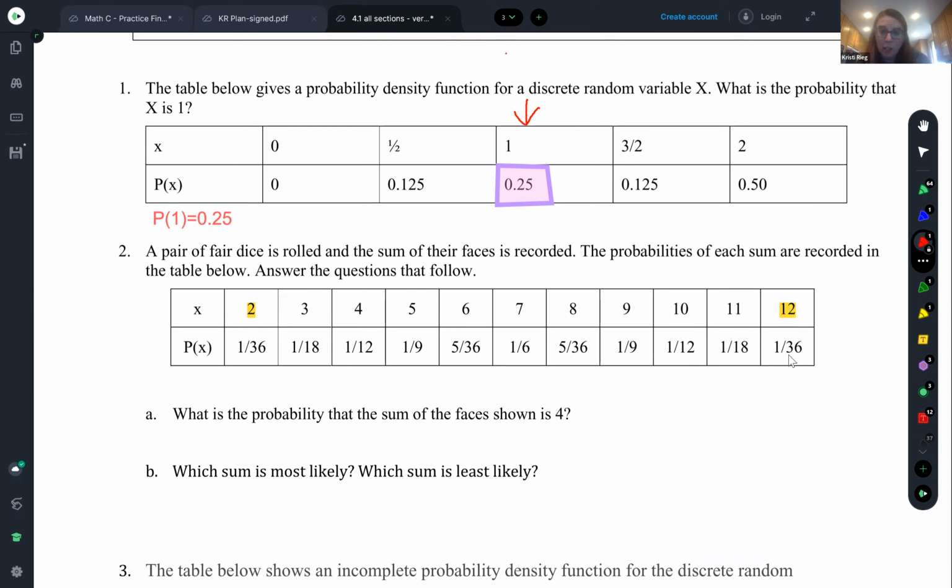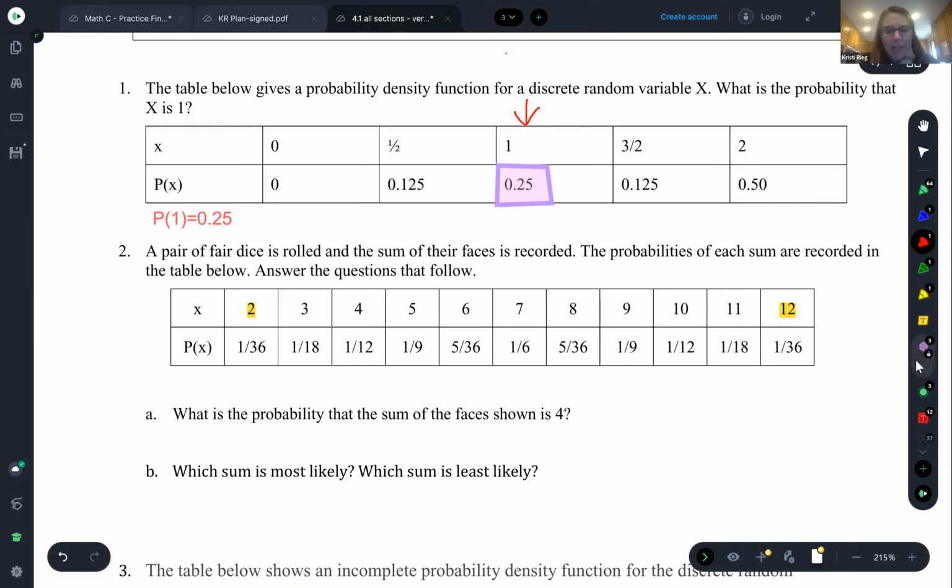You're not going to be creating your own. I just wanted you to know that they did come from somewhere. This wasn't just random numbers in a problem. Okay, what is the probability that the sum of the faces is 4?